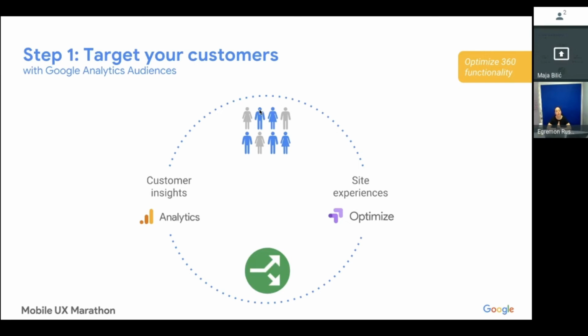With Optimize 360, which is an enterprise version of the Google Optimize tool, you can utilize Google Analytics audiences. What that means is with Analytics, you gather your customer insights and use Google Analytics to watch what people are doing on your website. You can actually use that data and create audiences. Everything that is stored in Google Analytics can be used to create audiences.